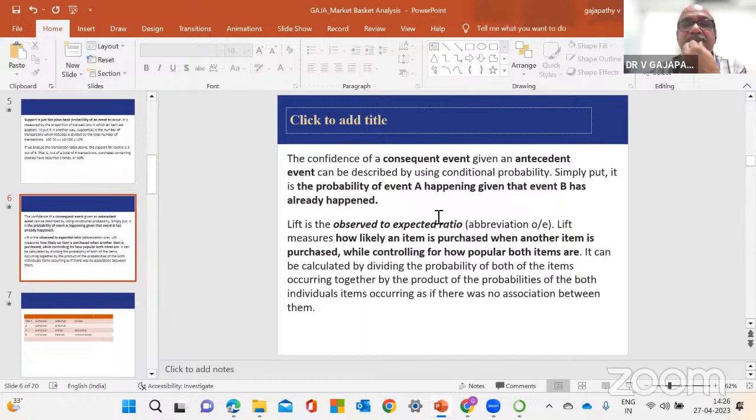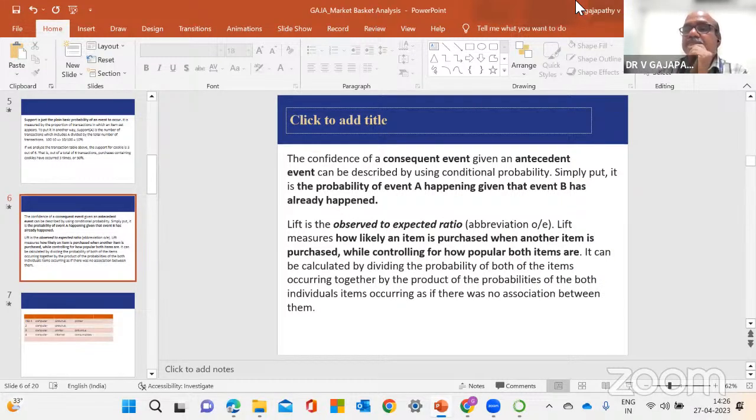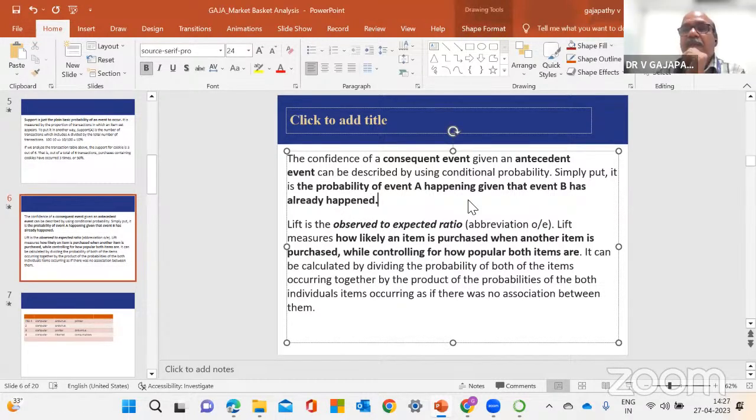This is the consequent event under the antecedent event. This concept is using the conditional probability. The conditional probability means, for example, you are buying computer and antivirus. You will not buy antivirus because you have bought the computer, and not the other way around. That way it will not work.